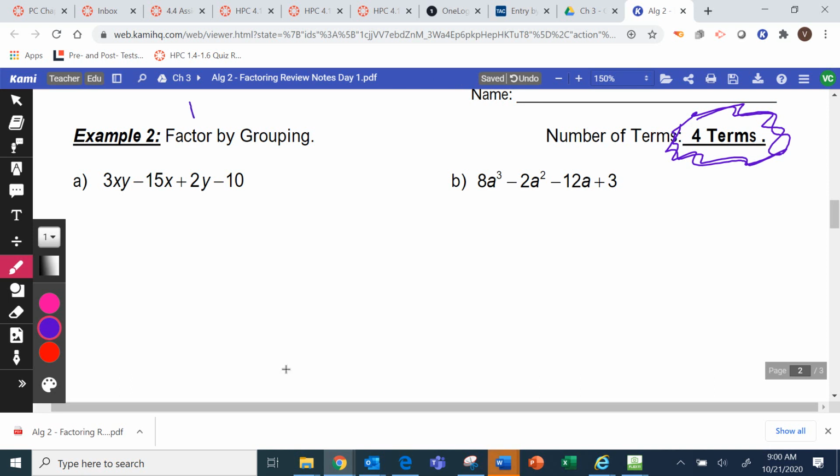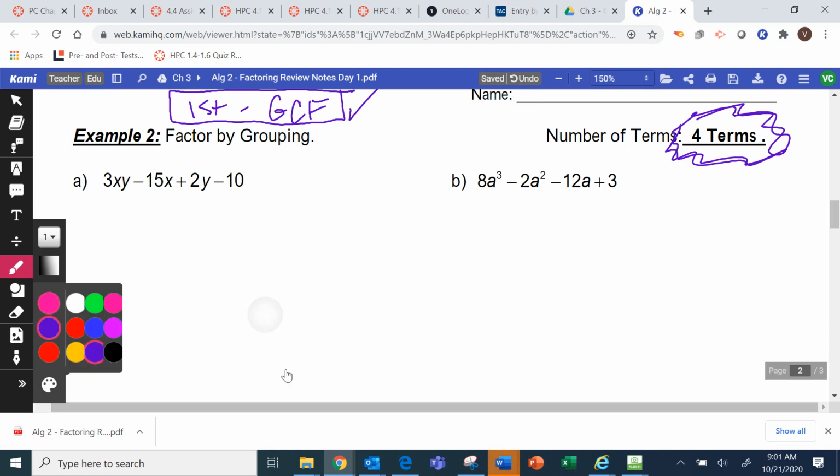First of all, we always look for a GCF. No matter how many terms there are, we're always going to look for a GCF. So look in these 4 terms: 3xy, 15x, 2y, 10. Is there a greatest common factor for all 4 terms? No. If there is not a greatest common factor, we just move on. You just have to check for it every single time. Okay, so that's checked. Now we're going to do factoring by grouping.